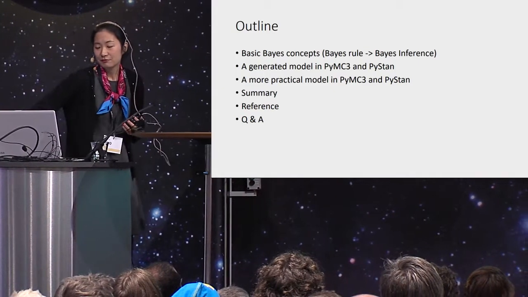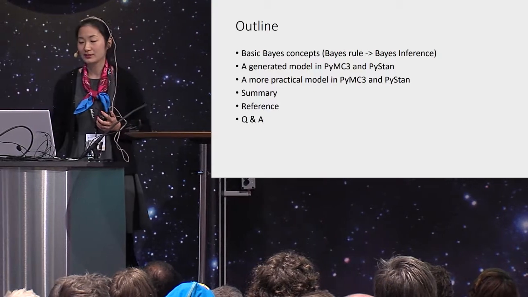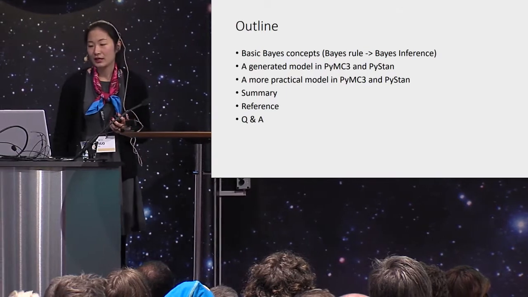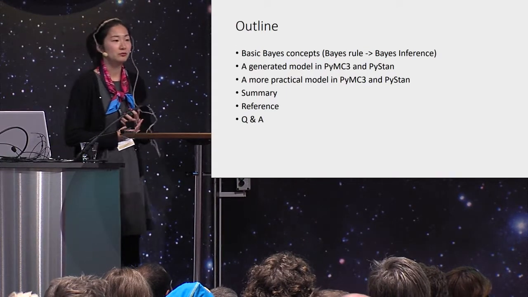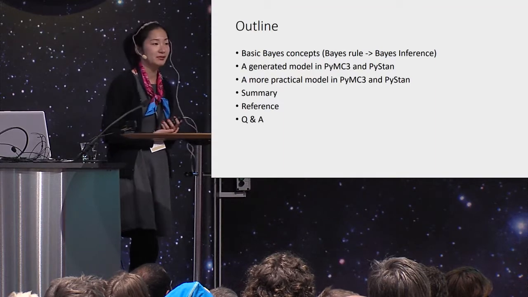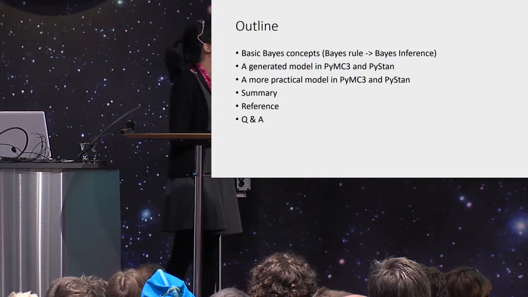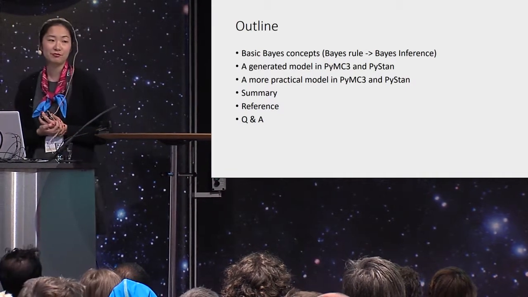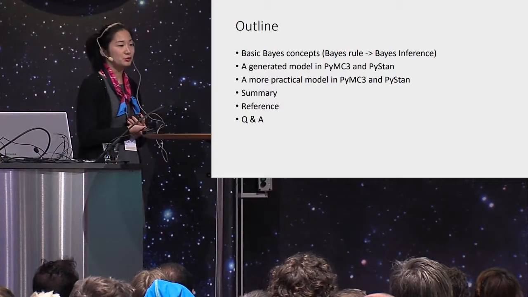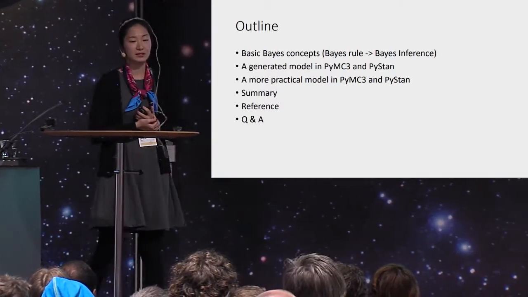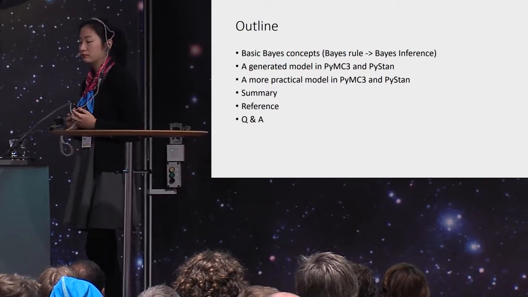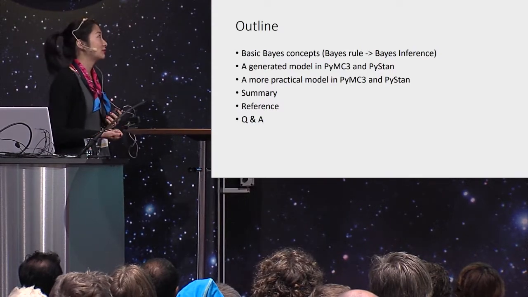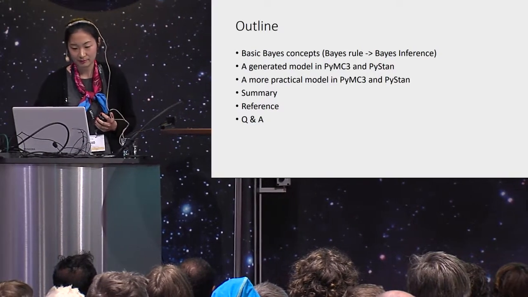So here's the outline. First, I'm going through basic Bayesian concepts and talk about how Bayes rule becomes Bayes inference very quickly. And then I will introduce a generated model, and I will show you how I do this in PyMC3 and PyStan. And I have a more complicated and practical model, for which I used data from Allsvenskan. I'm aiming to predict who has the highest probability to win, to qualify, and to be relegated. And I will also have a summary, references, and a Q&A session in the end.